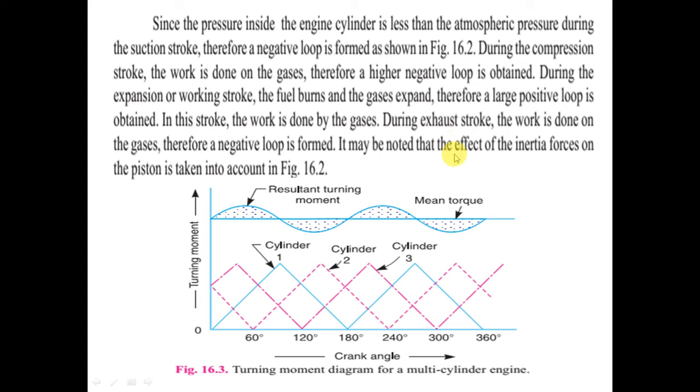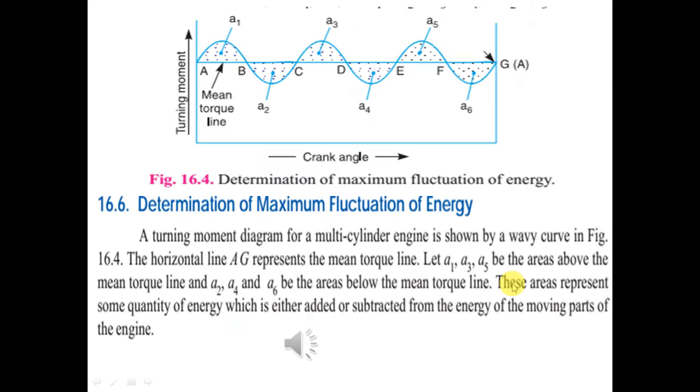It may be noted that the effect of inertia forces on the piston is taken into account. This is the resultant turning moment, this line, and this is the mean torque line. So this is addition of energy, this is subtraction of energy. A1, A3, A5 represent addition of energy, whereas A2, A4, A6 represent subtraction of energy.